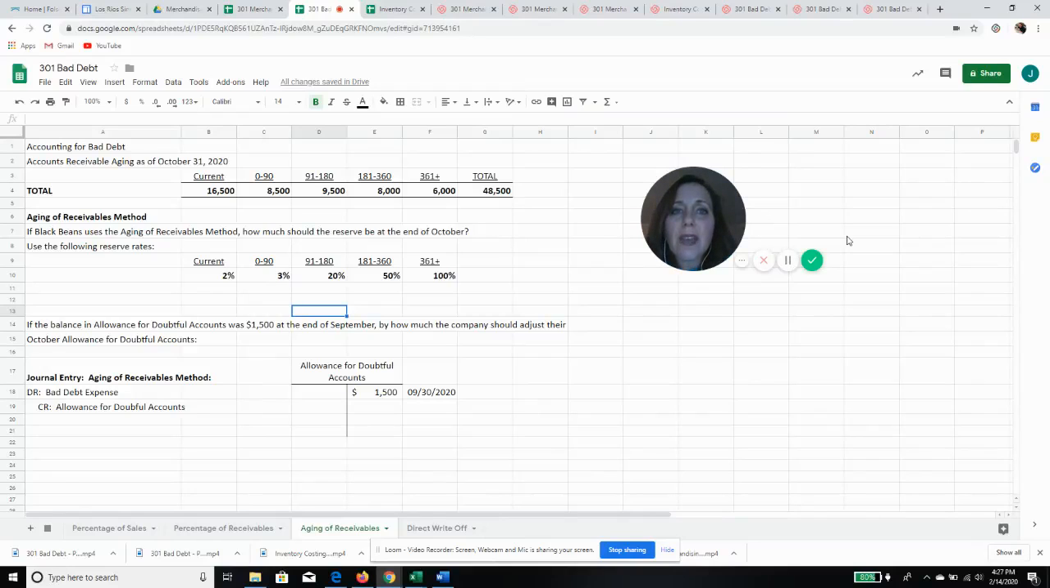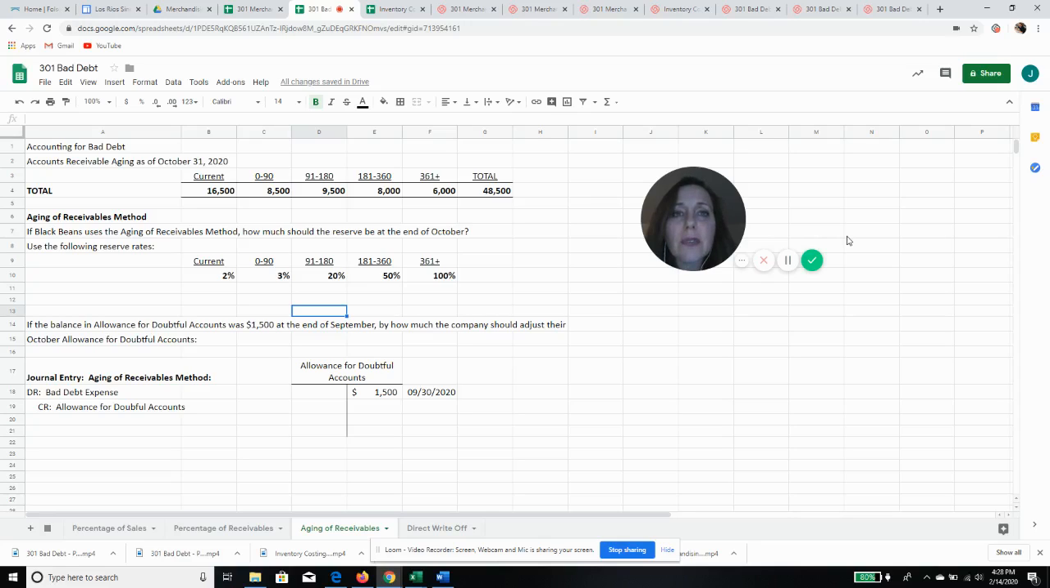Our final method of estimating bad debt is the aging of receivables method. The aging of receivables method is arguably the most accurate way to estimate our bad debt. If you remember, the percentage of sales method estimated bad debt based on a percentage of our sales for the month, whether or not the balance had actually been collected. The percentage of receivables method was slightly more accurate because our bad debt expense was related to the amount of receivables that were still uncollected at the end of the month.